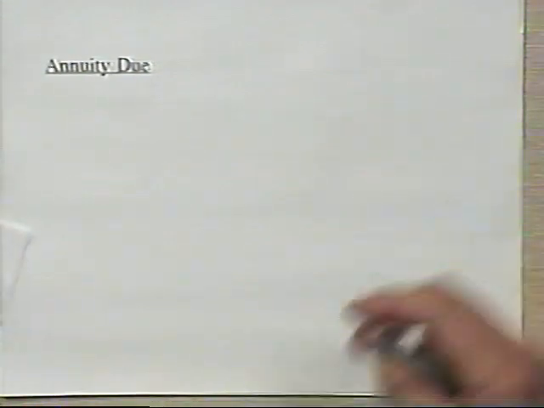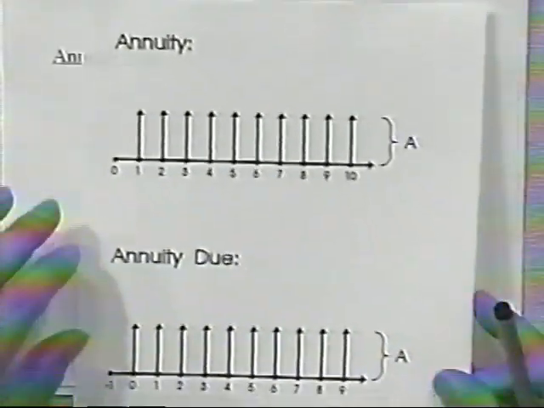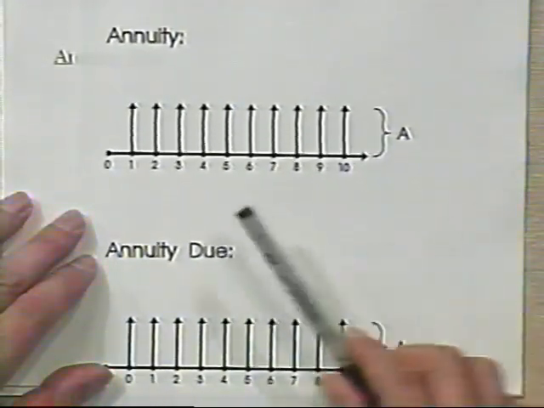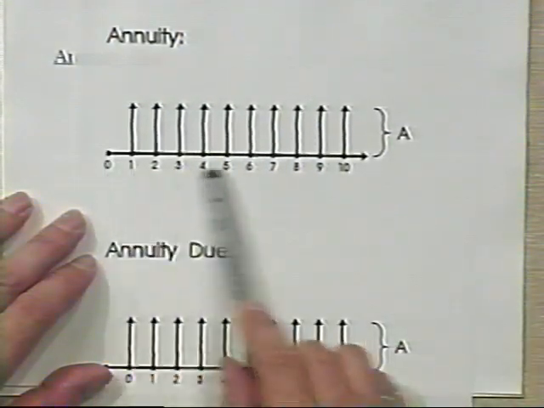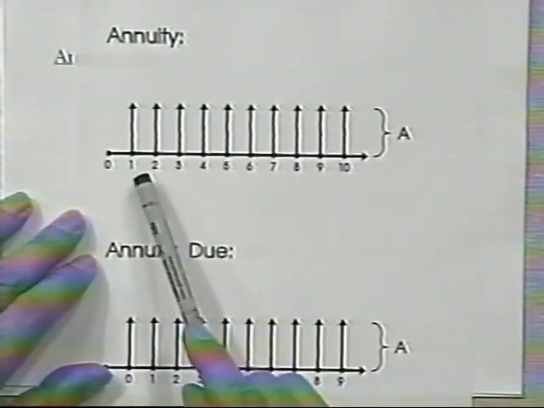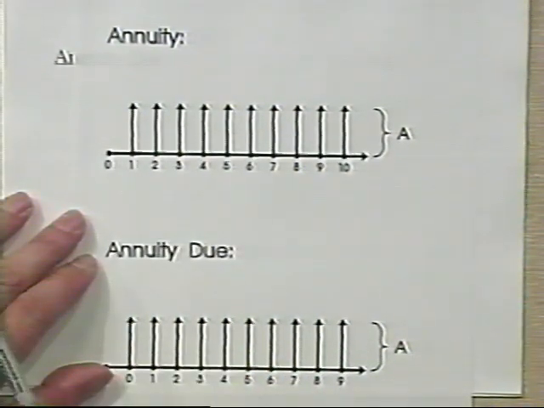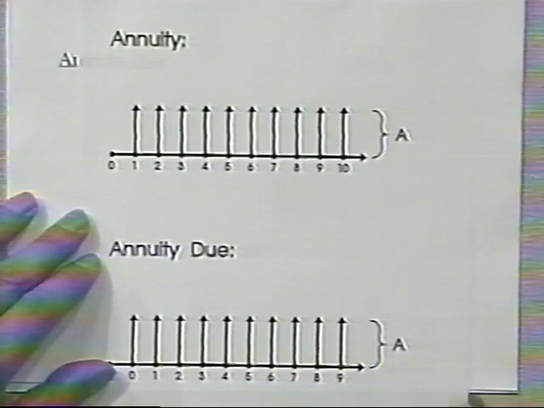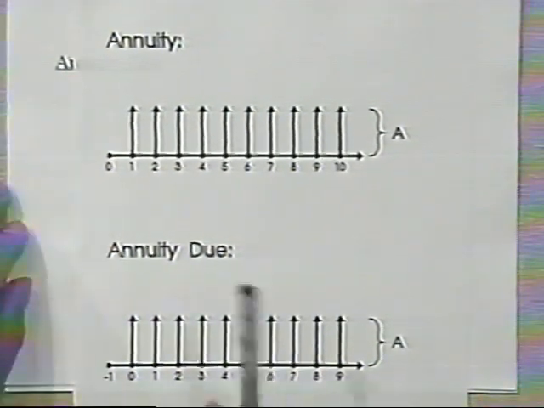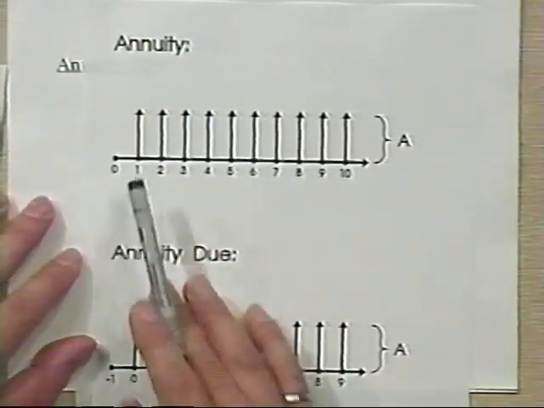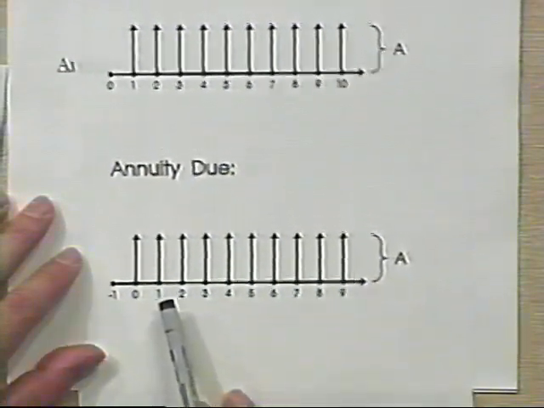In today's lecture, I'd like to talk about a specific kind of non-standard annuity called an annuity due. Now, recall your definition of a standard annuity. I've got it illustrated here. A series of equal payments, equally spaced in time, starting at the end of year one, where the compounding period and the payment period is the same. Now, an annuity due is just a small variation on that, shown in the diagram below.